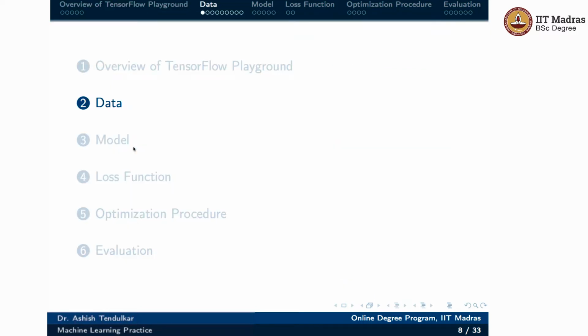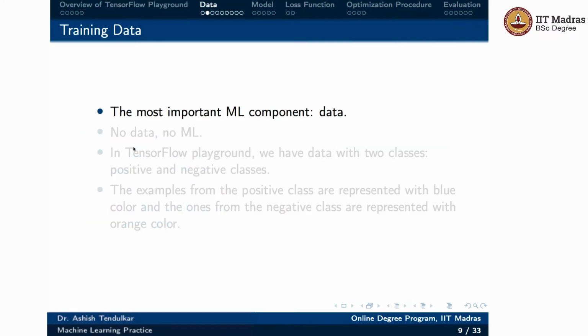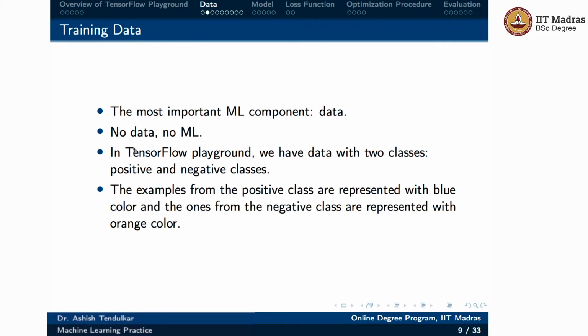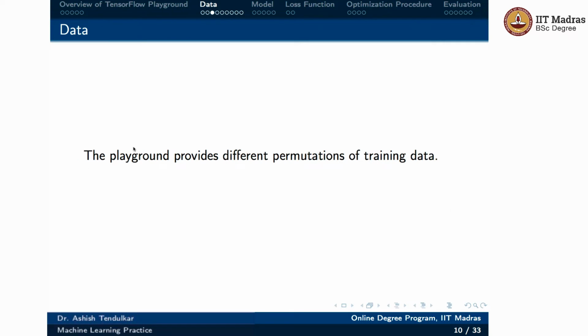The first component is, of course, the training data. It is the most important machine learning component. As you know by now, without training data, we cannot train a machine learning model. In TensorFlow Playground, we have data with two classes, positive and negative classes. The examples from positive class are represented with blue color, and the ones from the negative class are represented with orange color. The playground provides different permutations of training data.